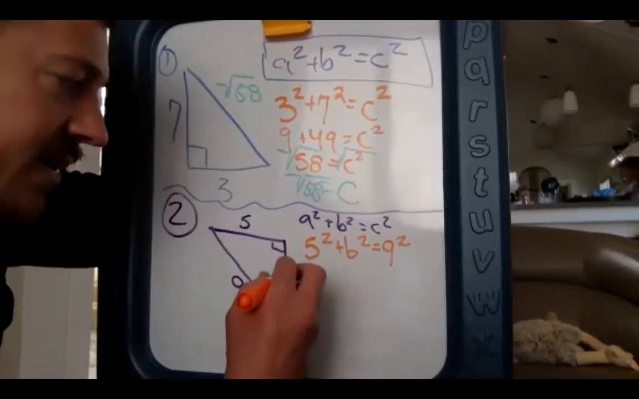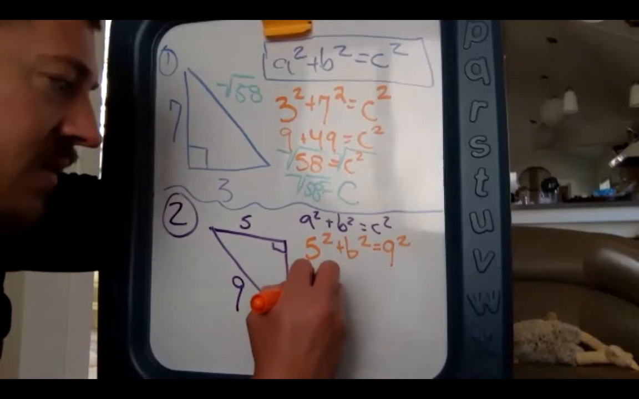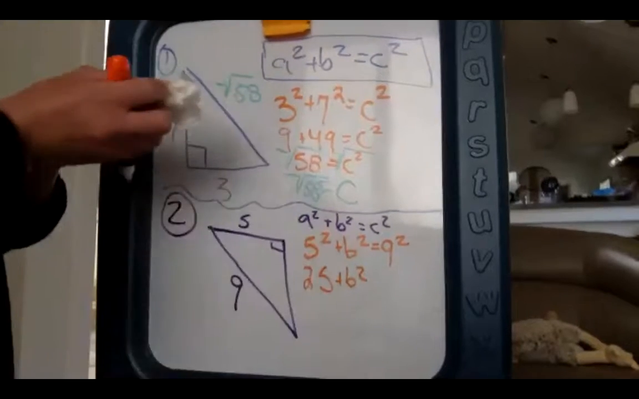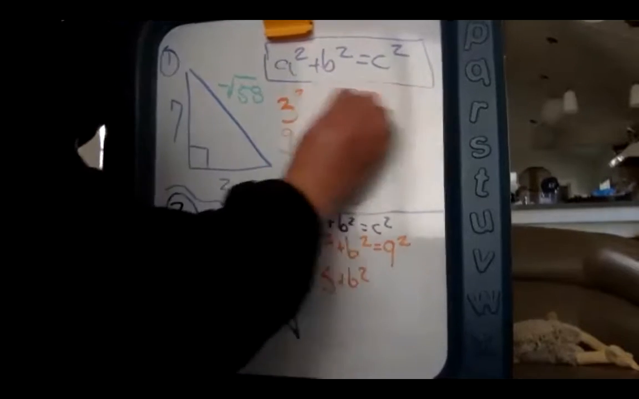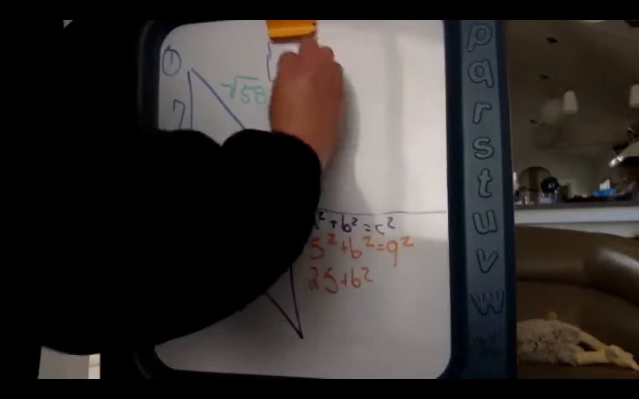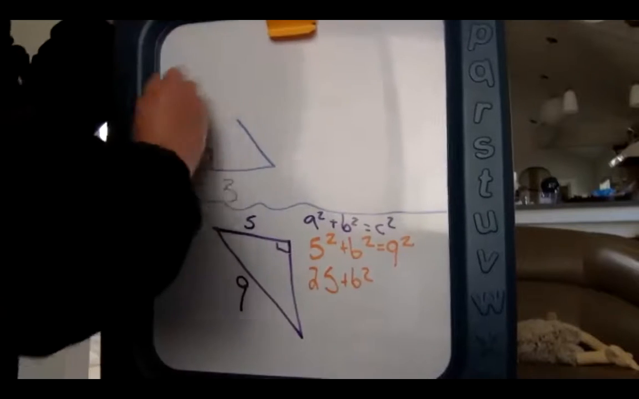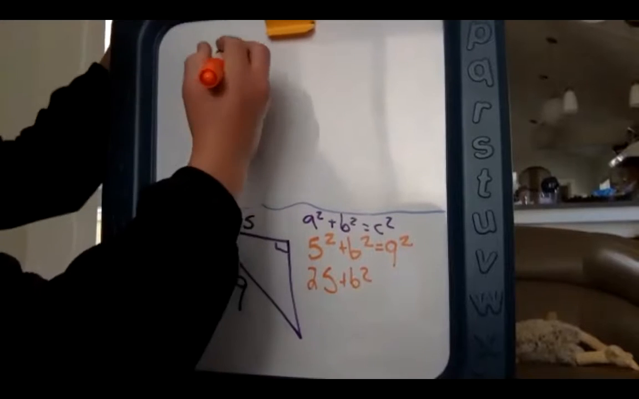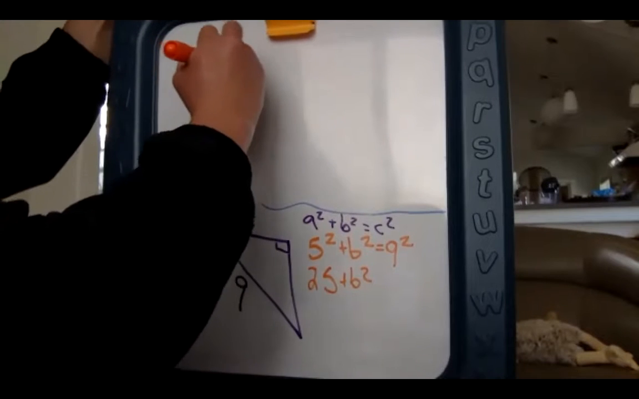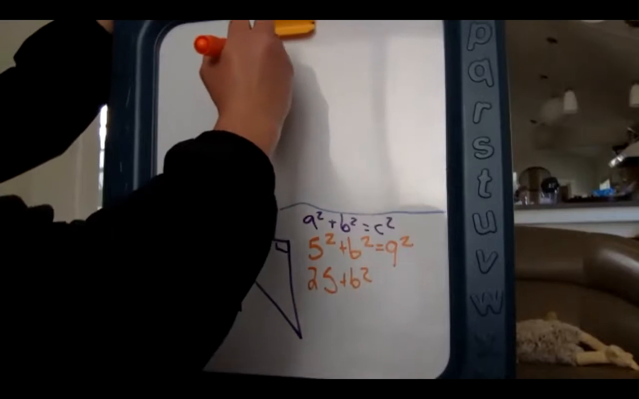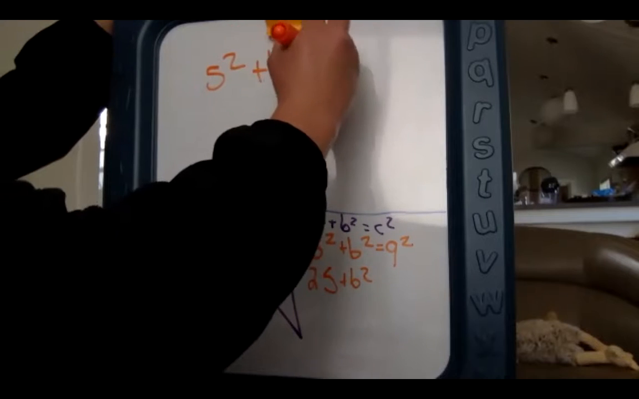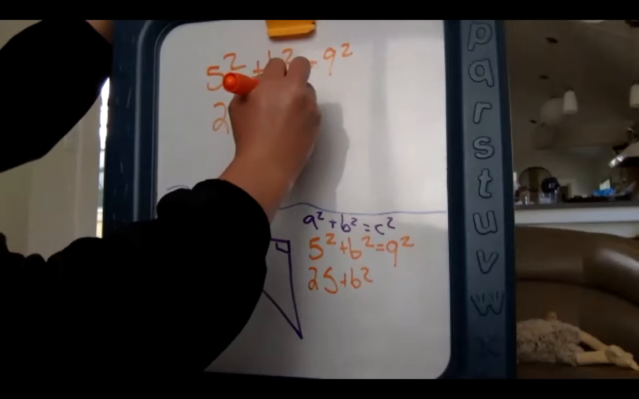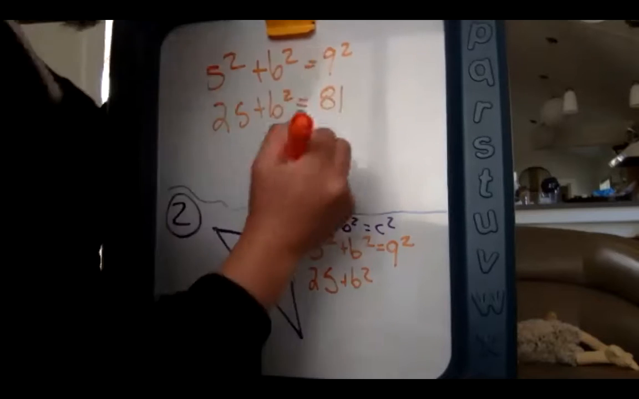So we have 5 squared, which is gonna give us 25, plus b squared. Actually, I'm gonna make this a little bit bigger. I'm going to do this up here to make it a little bit bigger. It's hard working on this little kid's whiteboard. Okay, so we have 5 squared plus b squared equals 9 squared. Okay, so we have 25 plus b squared equals 81.